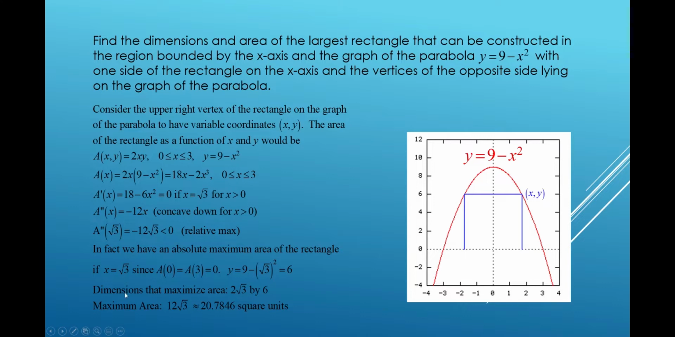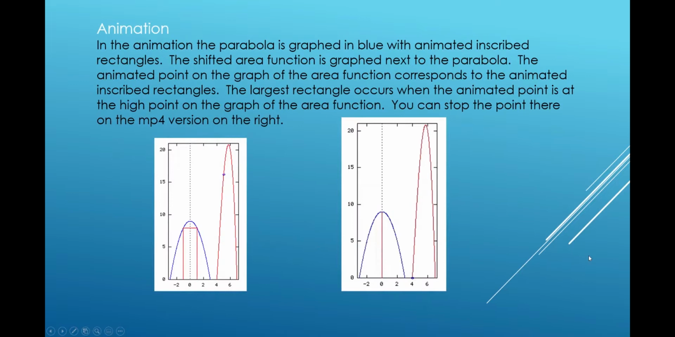Then the dimensions that will maximize the area will be 2 times the x value for one dimension and the y value of 6, when x is square root of 3, for the other dimension. And that maximum area would be exactly 12 times the square root of 3 square units, approximately 20.7846 square units. We can visualize what's going on here if I look at the next slide.